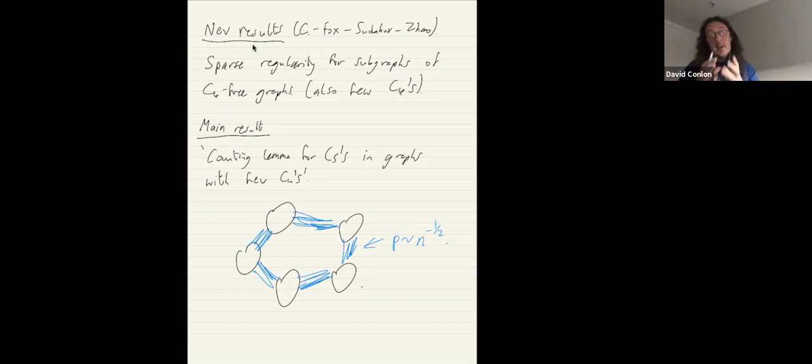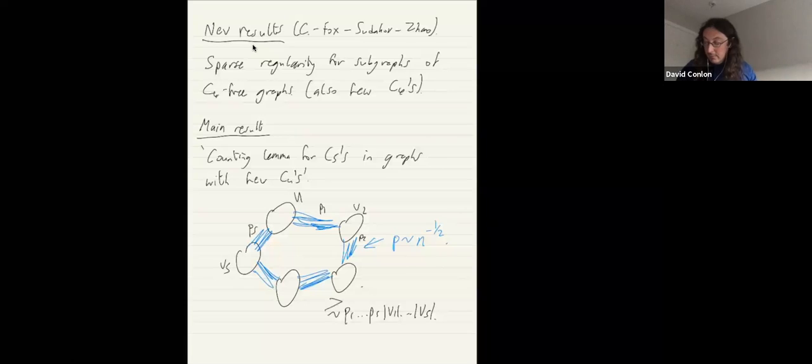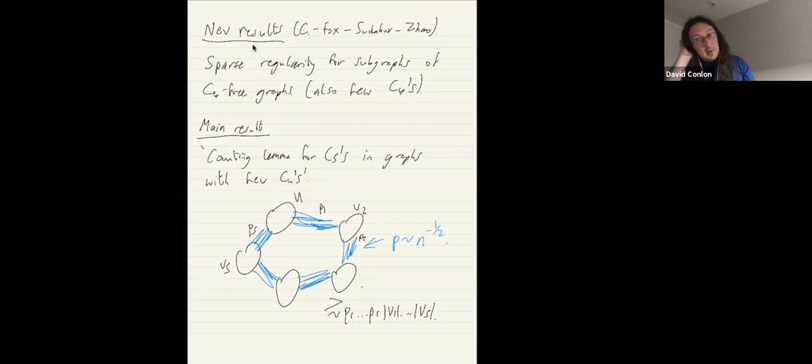And if that's the case, then one can count the number of C5s in exactly the same way. If we know that these vertex sets are V1 up to V5, and the densities are p1 up to p5, then you get that the count of C5s is p1 up to p5 times the size of V1 up to V5. I'm lying slightly, actually, because what we get is not that it's asymptotically equal to, we get that it's at least something like that. There are various cutoff operations that we have to do, which only give us a lower bound instead of an exact asymptotic.